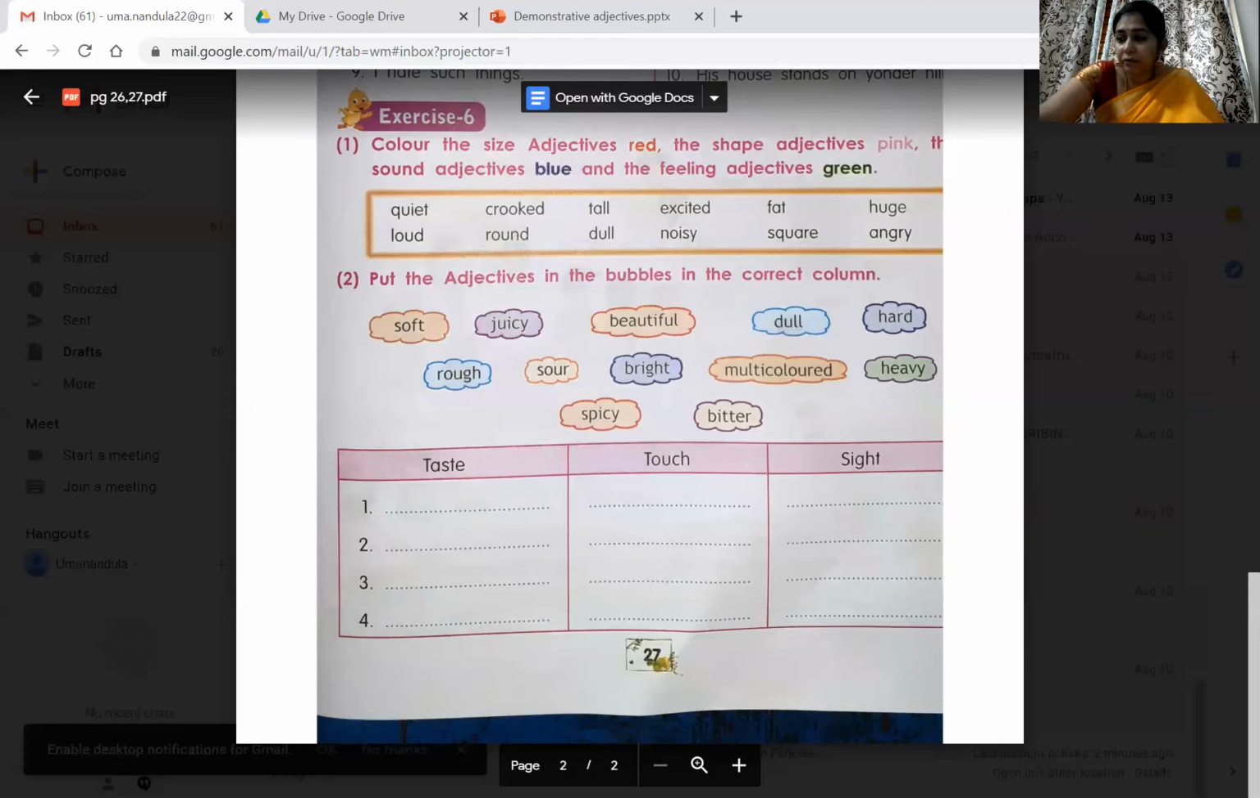I think I have finished the exercise on demonstrative adjectives. Later on we will go for the other part. We are left with interrogative and possessive adjectives, which we will take in the next class, children. Hope you have got a nice idea about demonstrative adjectives.